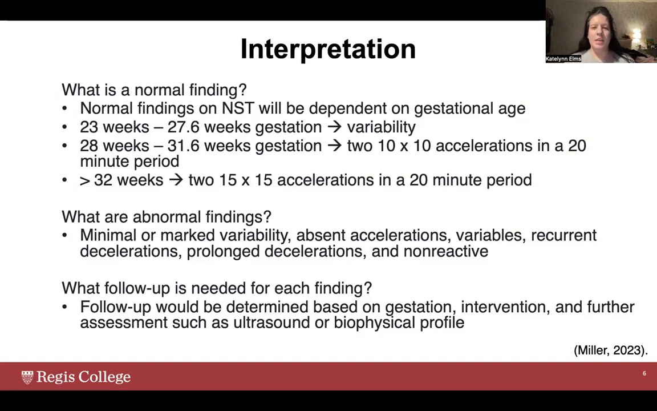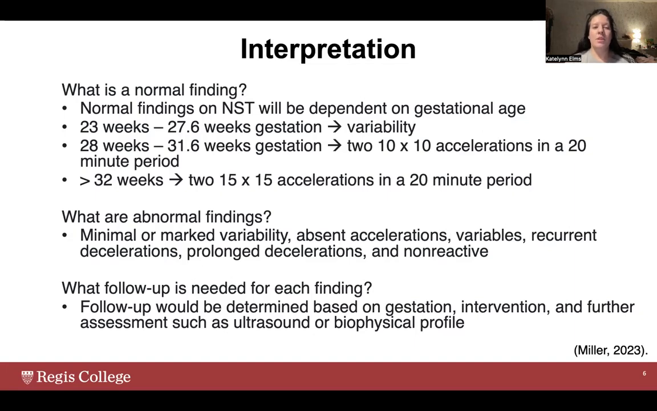Normally on an NST, from 23 weeks, it's kind of the beginning of where you could actually do one. You shouldn't, but you could, to 27.6 weeks, and you're going to see variability. Variability is the beat-to-beat changes, so it makes the heart rate look jaggedy. And that just means the placenta is perfusing the fetus adequately.